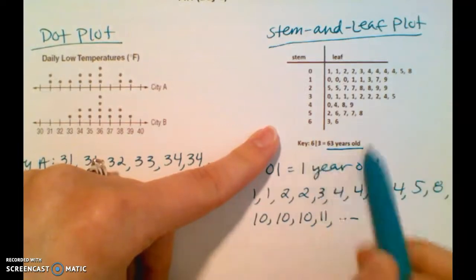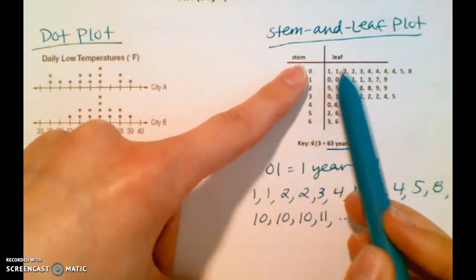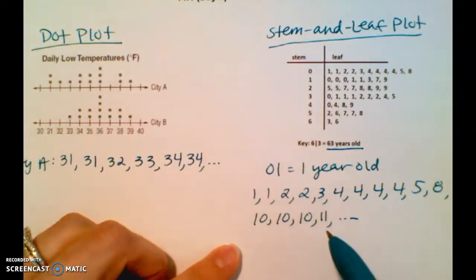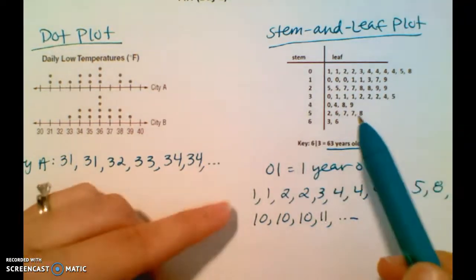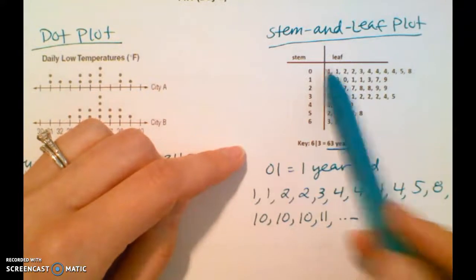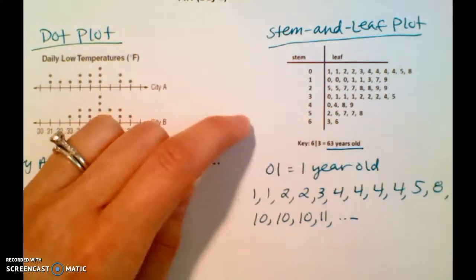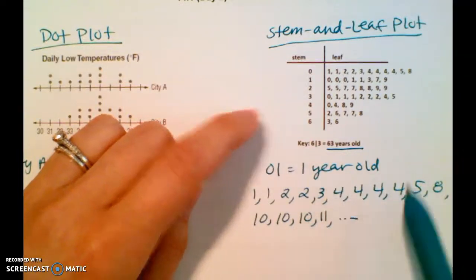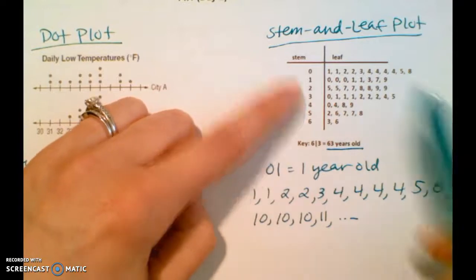Look at the key to see if it's a decimal or an integer, and we just tack on one leaf at a time to give us each of the numbers. Stem and leaf plots are really helpful because they show us how the data is spread out. We can see the lowest age is 1. We can see the highest age is 66. We can see that the age 4 is pretty common, that 32 and 31 are common. So you can see the common numbers.